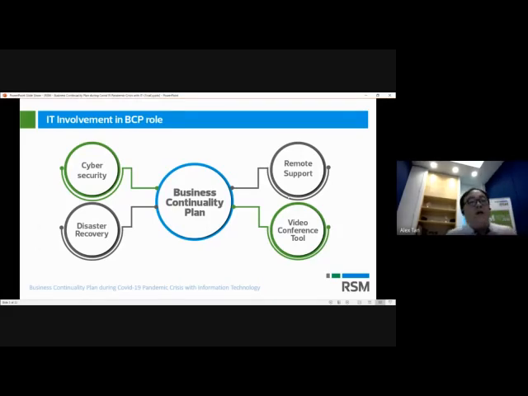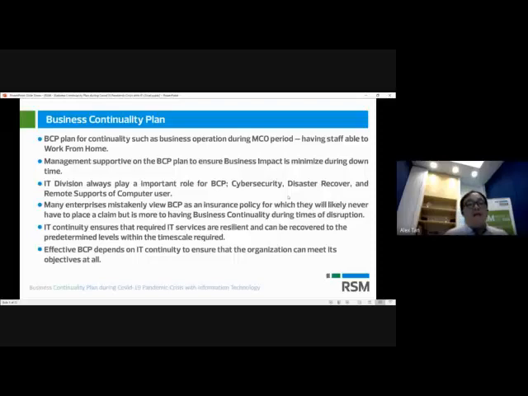In such BCP plans, it is always very important that we keep in mind the important aspects of the IT division, which has an important role. Many enterprises mistakenly treat BCP as part of their insurance policies, for which they will likely never place a claim, rather than having business continuity during such times.